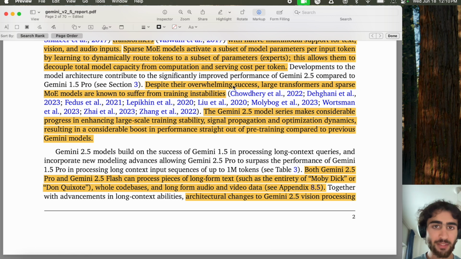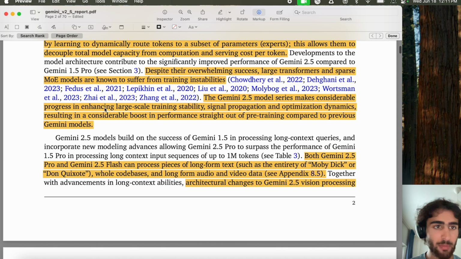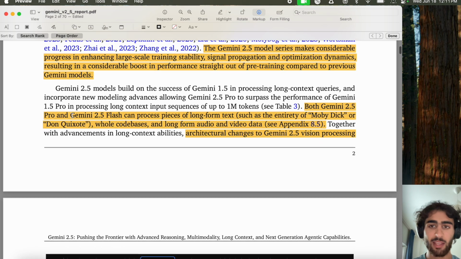But despite the overwhelming success of sparse MoE transformers, they are known to suffer from training instabilities. So the Gemini 2.5 model series make considerable progress in enhancing large-scale training stability, signal propagation, and optimization dynamics, resulting in a considerable boost in performance straight out of pre-training compared to the previous Gemini series.